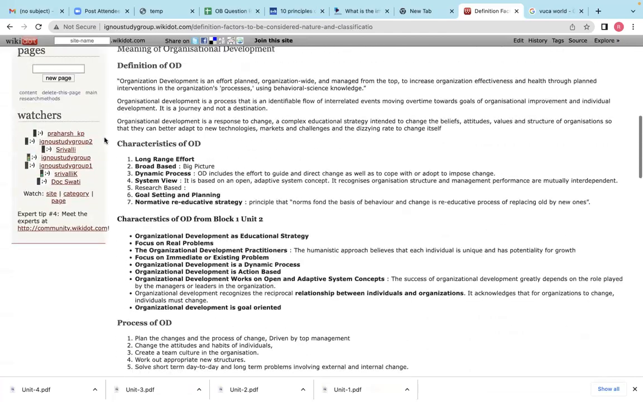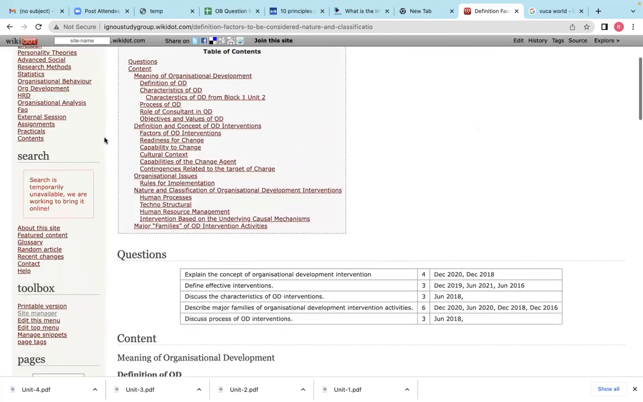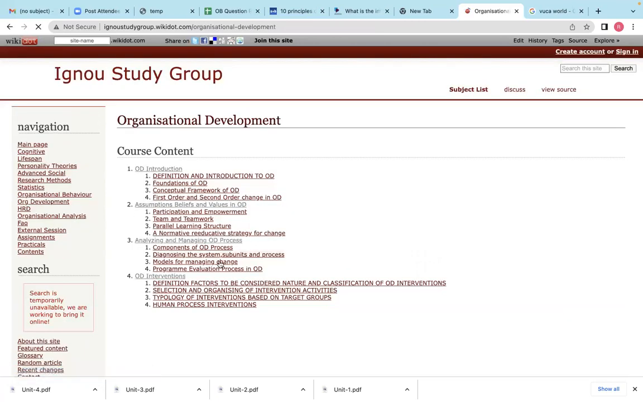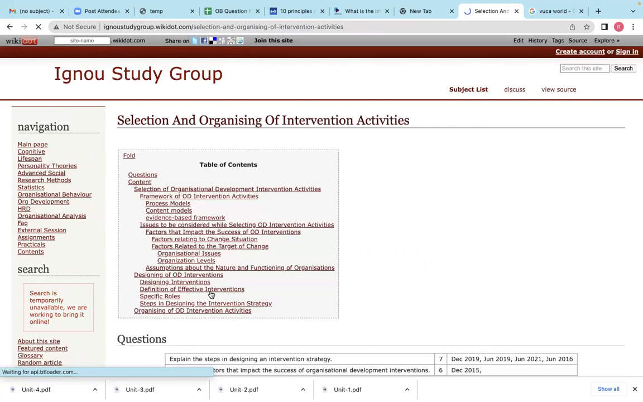So this is unit 1, and now we are going into unit 2. Okay, so let's go to unit 2.